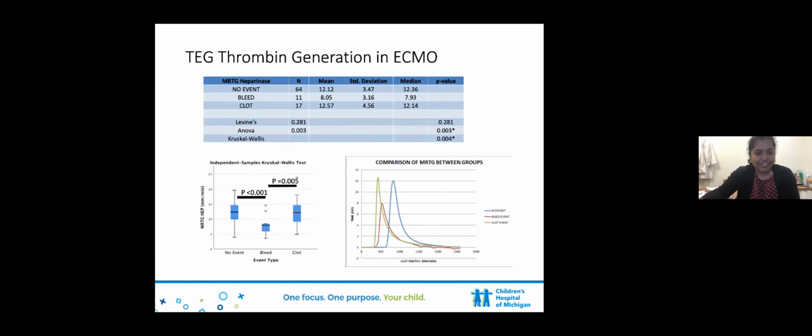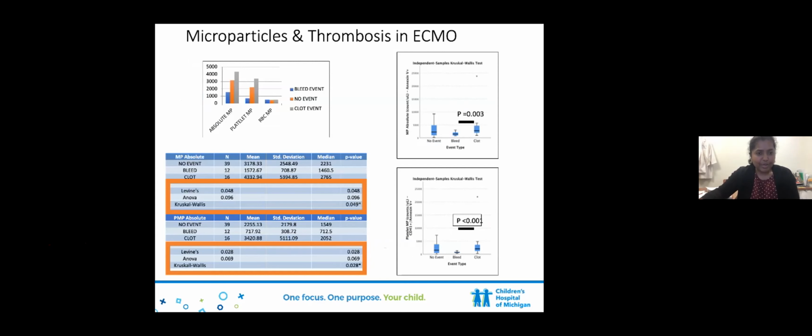We've had some interesting results. We were able to show that the amount of thrombin generated as assessed by TEG was significantly lower in patients who bled. We were also able to show that microparticles in patients who had thrombosis were higher.